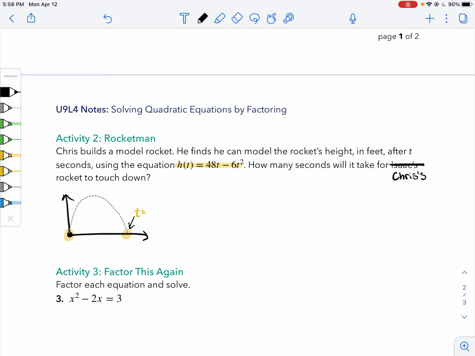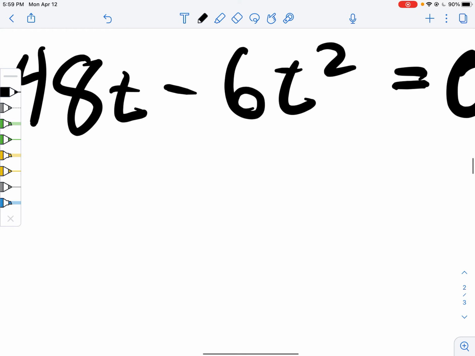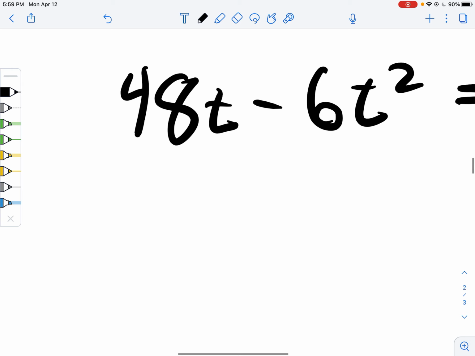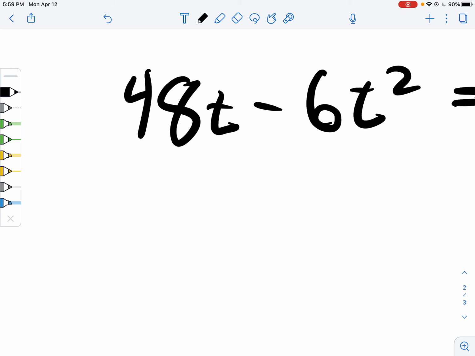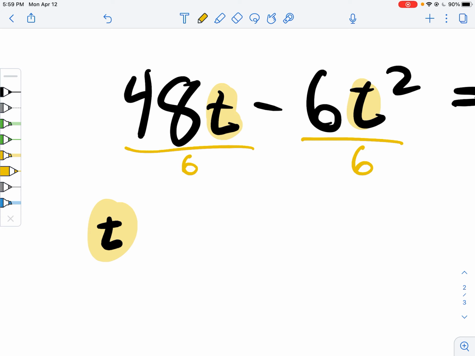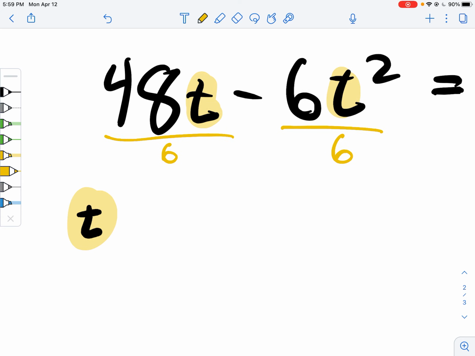So we want to find out, when does this equal 0? When does 48t minus 6t squared equal 0? What does t have to be? Well, first let's factor it. Let's simplify this as much as we can. I notice they both have a t in common. So I'm going to factor out that t. They also have a 6 in common, so I'm going to factor out a 6 as well. So we took out their GCF of 6t.